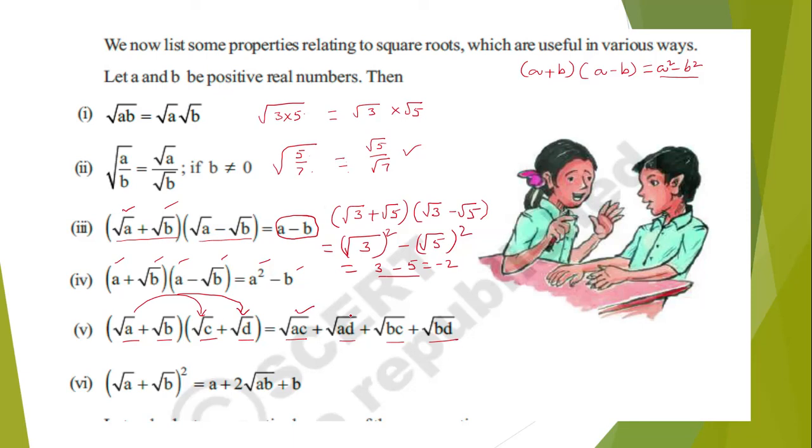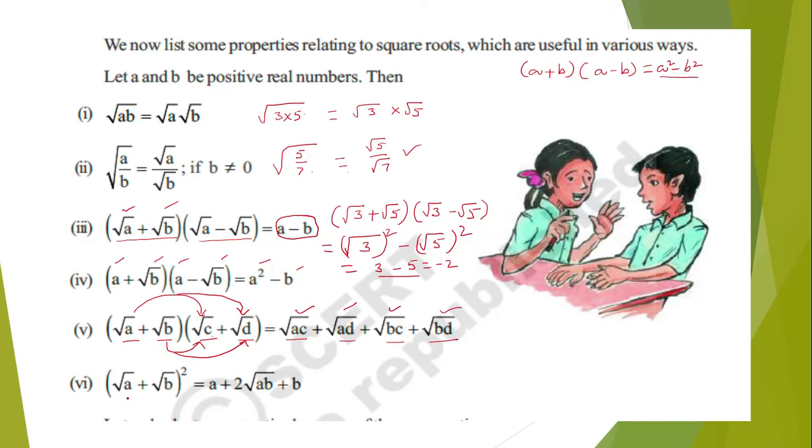Root a into root d gives root ad. Again you take the second term of the first binomial. Root b into root c gives us root bc. Root b into root d gives us root bd. In this manner, we can use these properties in solving some problems about real numbers hereafter.